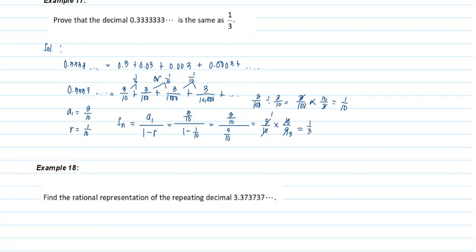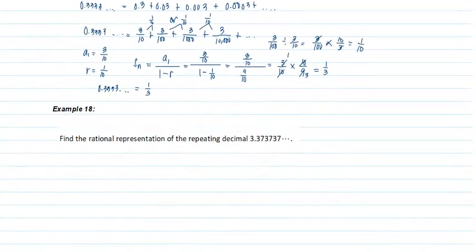So therefore the sum of this infinite geometric series, or I mean the sum of the infinite geometric progression, is going to be 1 over 3. So therefore we could express our 0.333 as 1 over 3. Okay? So, that is how we solve our example 17.